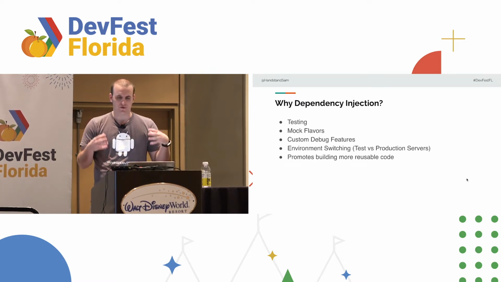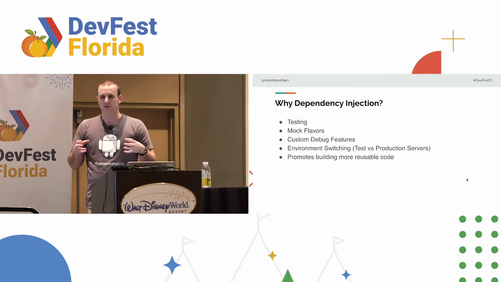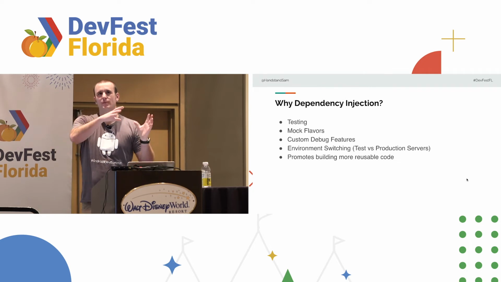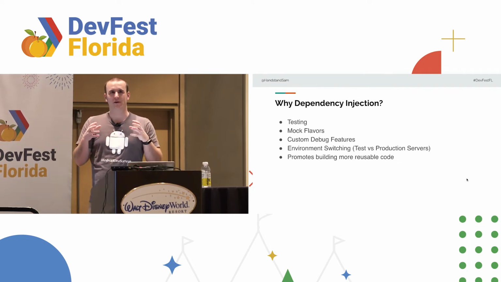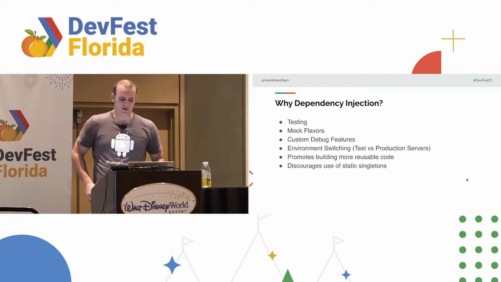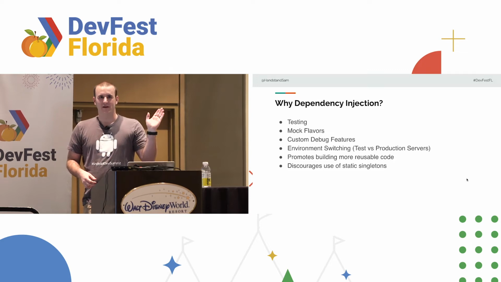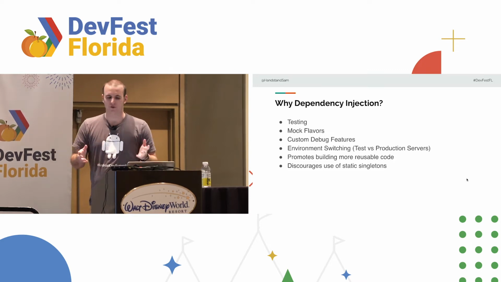And in general, if you have dependency injection and you go by that principle, your code just ends up being more reusable because you're thinking about how, if I'm going to maybe change this one thing, how do I make my code so it'll respond to that correctly? And if you're doing dependency injection, it also discourages the use of static singletons. So instead of saying something like this thing dot getInstance, you try to avoid that as much as you can.